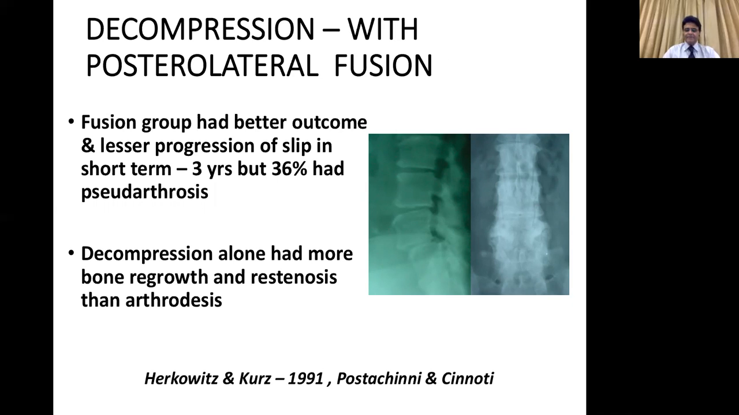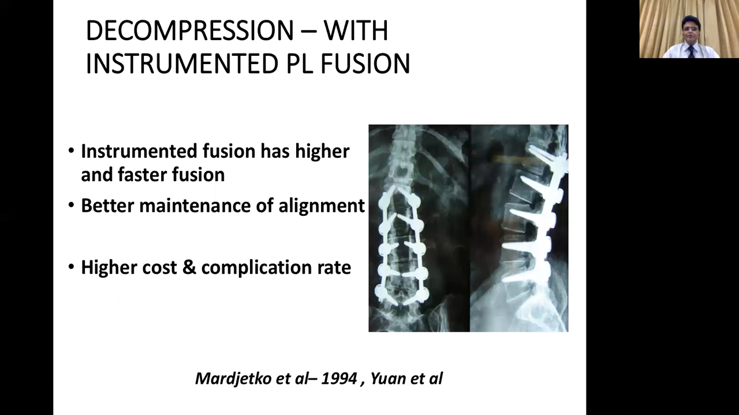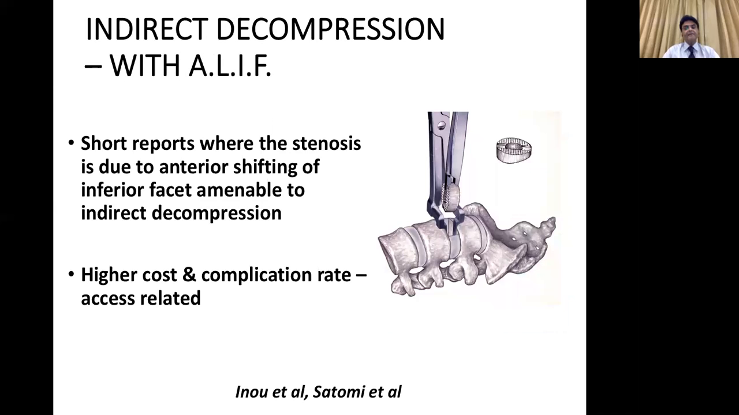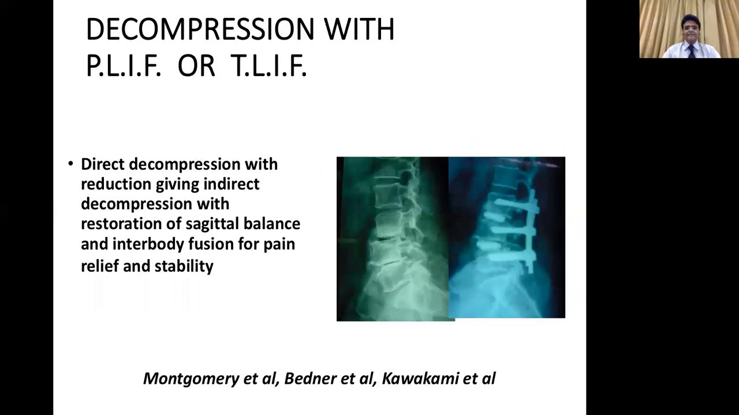Hence, from decompression, we move to posterolateral fusion, and then we move to instrumented posterolateral fusion. But this came with higher cost and complication rate. Yes, we could also better align the sagittal contours of the lumbar spine. Yet it had its own set of bad luck, complications, and poor results. So some people tried to do this from the front, an indirect decompression with an anterior lumbar interbody fusion. Well, this had its plus points, but had negative points as well, where it had higher cost and complication rate, which was related more to the access. So then we combined the two.